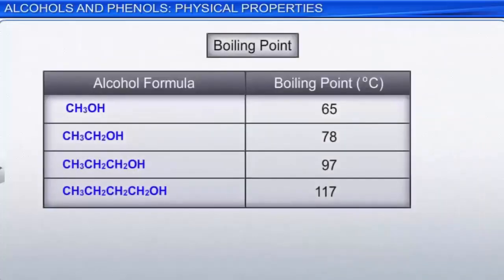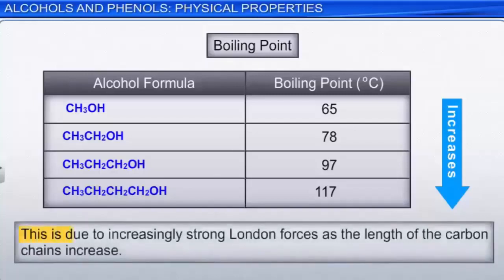The boiling points of both alcohols and phenols increase as the length of the carbon chain increases, as shown in the table here for some primary alcohols. This is due to increasingly strong London forces as the length of the carbon chains increase.